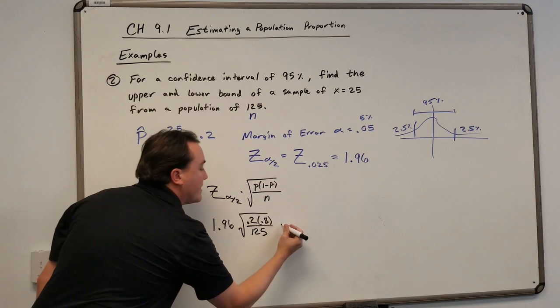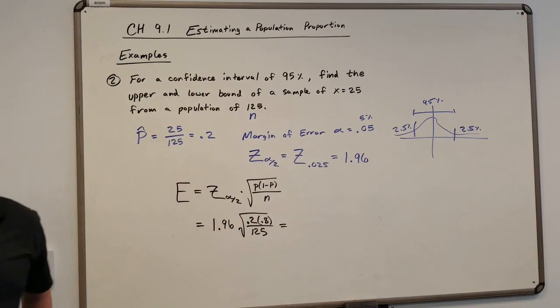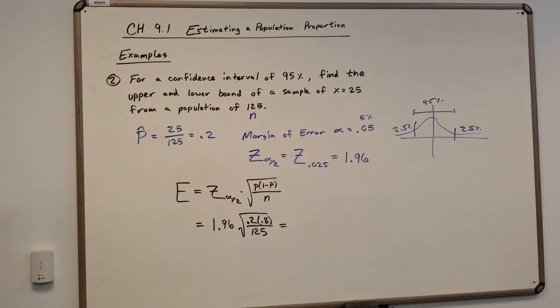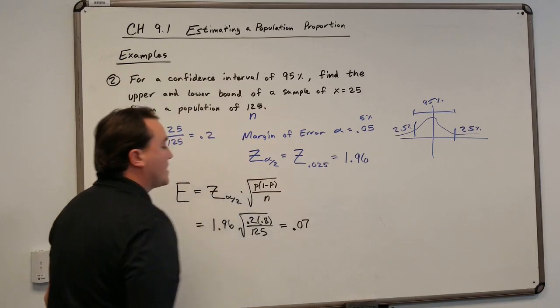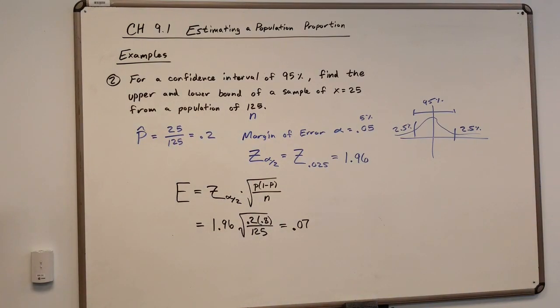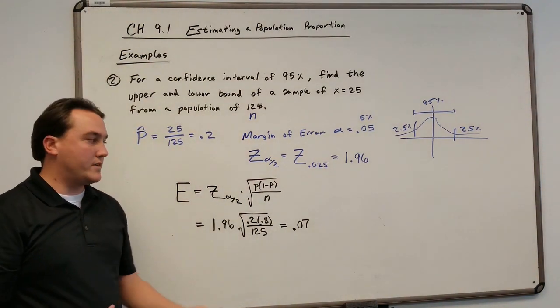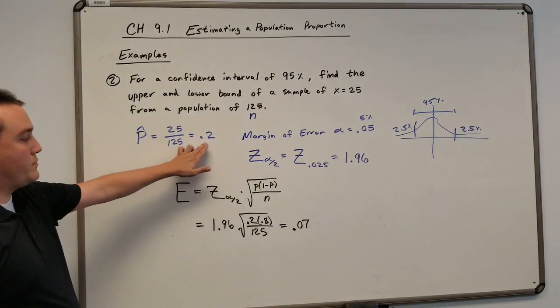So from there, we get an error of 0.07. Okay, pretty nice error because it's 7%. Then we can find our upper bound and our lower bound, given P hat.